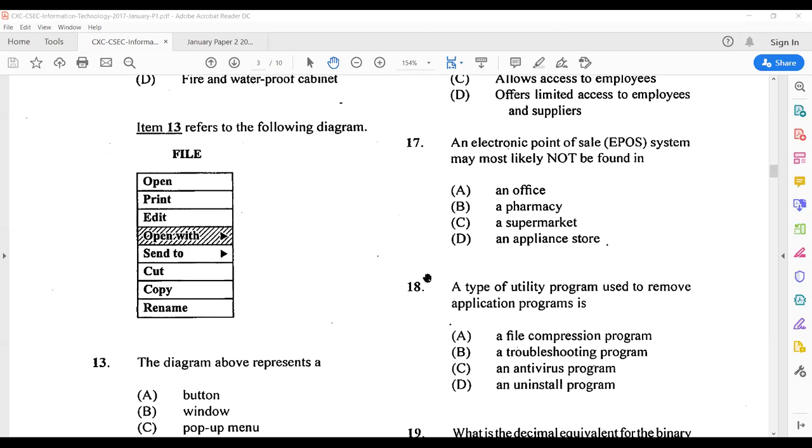An officer? Yeah. Yeah, because you see, the question is valid because the office could be an office that sells, right? And or sales takes place there. So a point of sale system could be there. But compared to a pharmacy where you definitely know they're selling to customers, a supermarket where, yes, persons go there to buy foodstuff, and an appliance store where persons go to purchase appliances. The office is the one that is most likely not to have EPOS. All right, so 17, the answer is A.